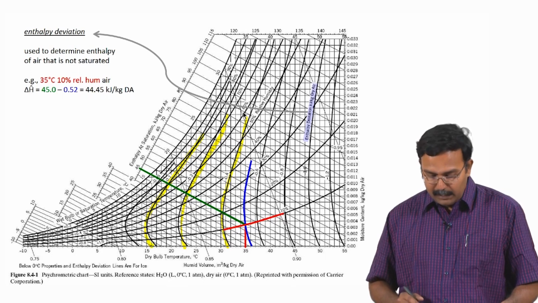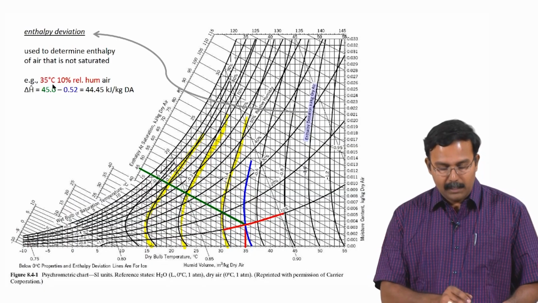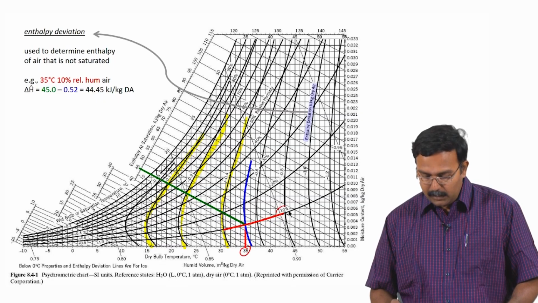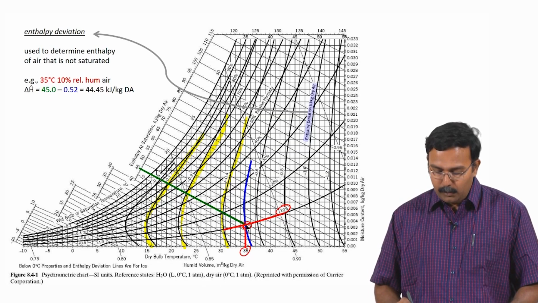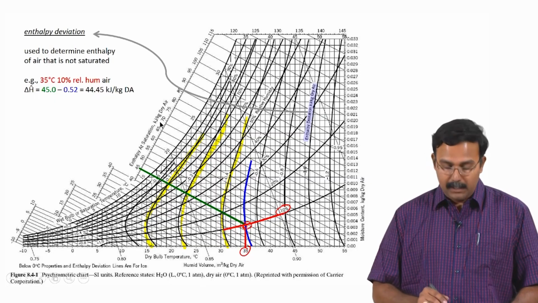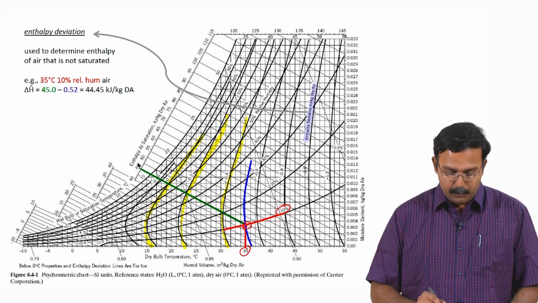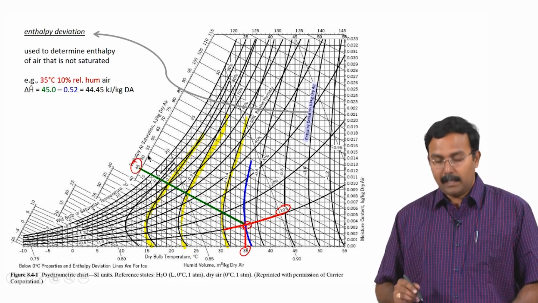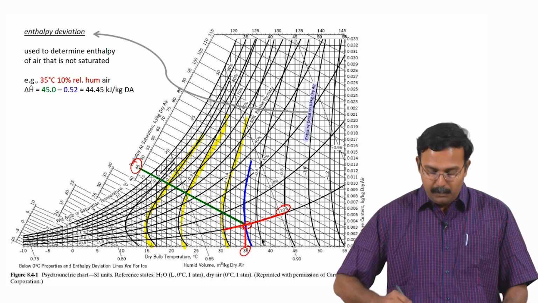So how you go about doing that is, you basically first identify the conditions. So here it has been identified as 35 degrees Celsius and 10% relative humidity. You identify the point, and from this point you draw a line along the slanting line which is used for measuring the enthalpy for the wet bulb temperature. You go all the way to the enthalpy at saturation, which is identified as 45, and from this value you subtract the enthalpy deviation.